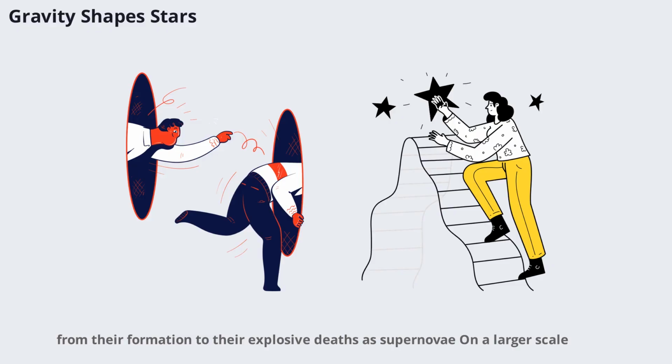Over millions of years, gravity continues to shape the life cycle of stars, from their formation to their explosive deaths as supernovae. On a larger scale, gravity binds stars into galaxies and galaxies into clusters, creating the grand structure of the universe. Without gravity, the cosmos would be a scattered collection of particles, not the organized universe we see today.